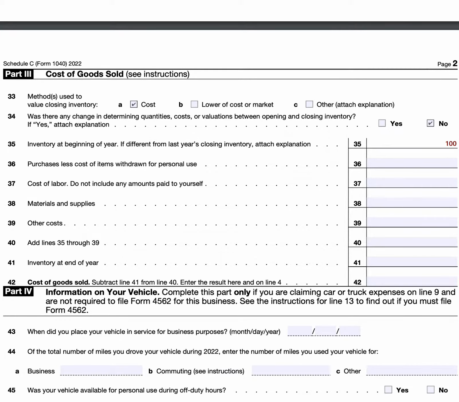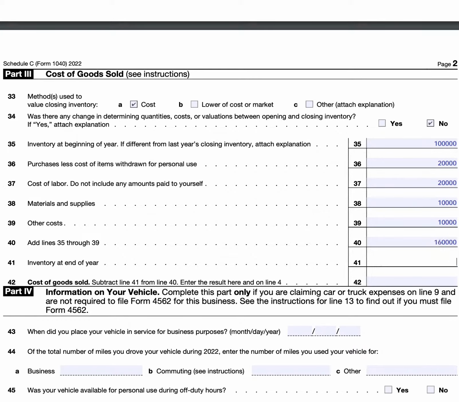So let's just say we had $100,000 of inventory at the beginning of the year, and then we had $20,000 of purchases. Now, if you took items out for personal use, you can't consider that a purchase. That's just you. So let's just say $20,000 of labor, $10,000 of materials and supplies, and then $10,000 of other costs. There's not really a lot of instruction in the form instructions on what other costs could look like. So we're going to add these items up. So this is $160,000.